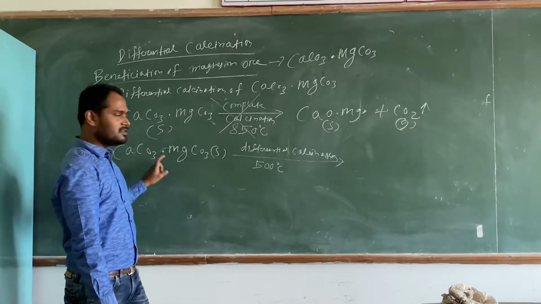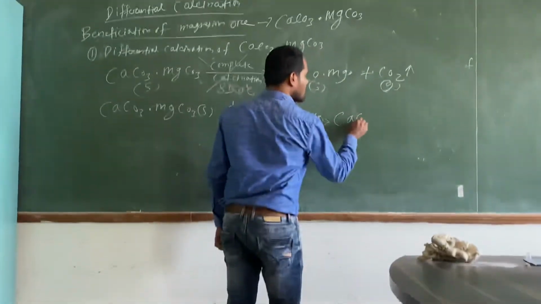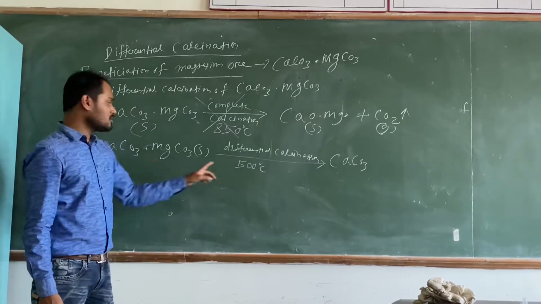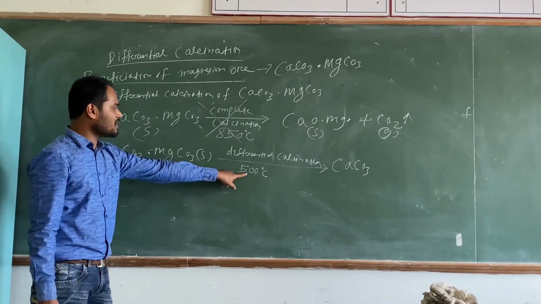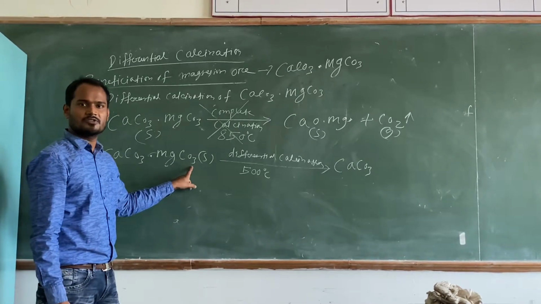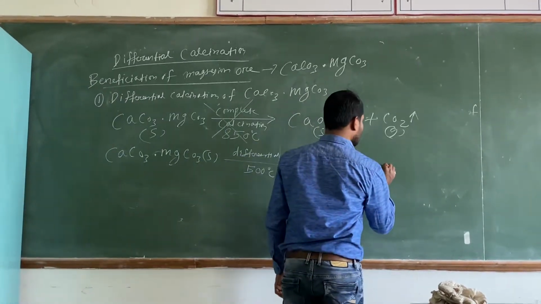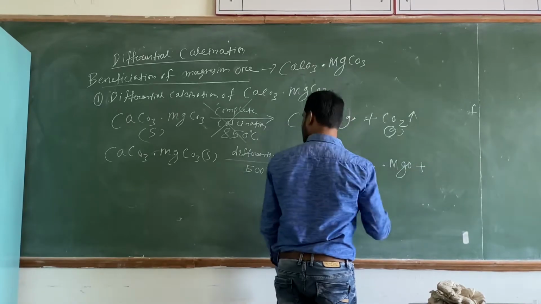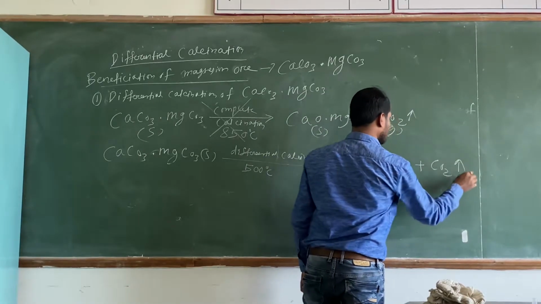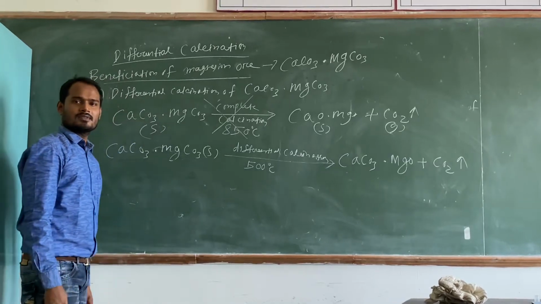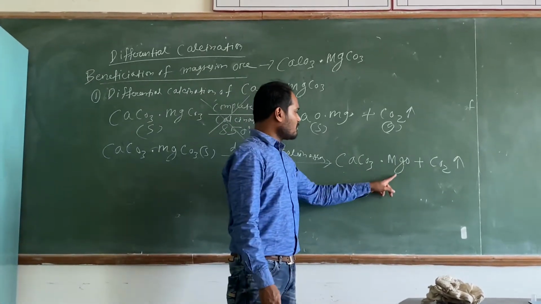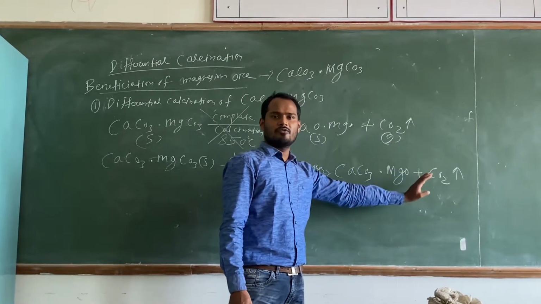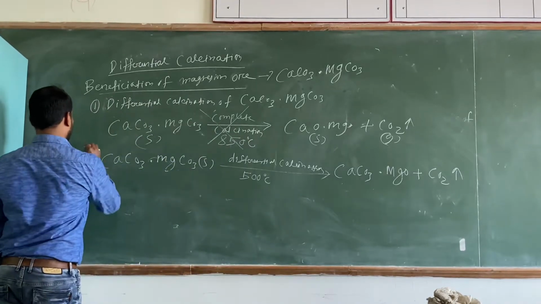You understand the situation? So what will happen? You will be left with CaCO3, obviously, because 500 degrees centigrade is below 850, so this will not undergo decomposition. But this temperature is above the decomposition temperature of MgCO3, so this will undergo decomposition and give rise to MgO plus CO2. Now you can see on the product side we have carbonate and oxide, and CO2 will get removed. So this is step 1.